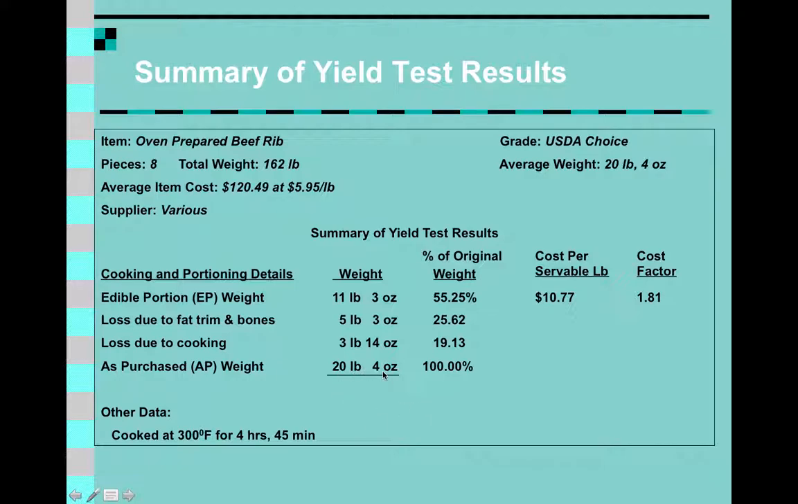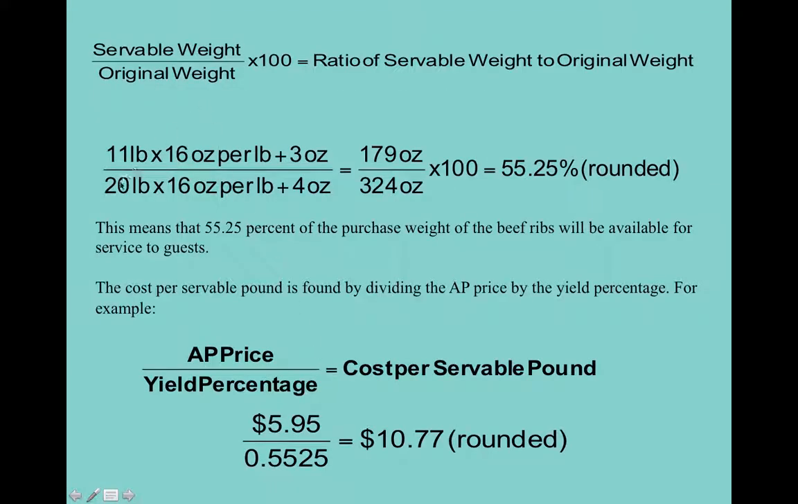So if you remember back in our previous example, that's where these numbers are coming from. Remember here, 20 pounds, 4 ounces. Our edible portion was 11 pounds, 3 ounces. Now think back to math. We need to convert everything to ounces. It would be difficult to keep a mixture of pounds and ounces. So that's why you see this 16 ounces per pound. All we're doing is taking the 11 pounds times 16 ounces per pound. We're converting everything to ounces. If we had 11 pounds, 3 ounces, that is the same as 179 ounces.